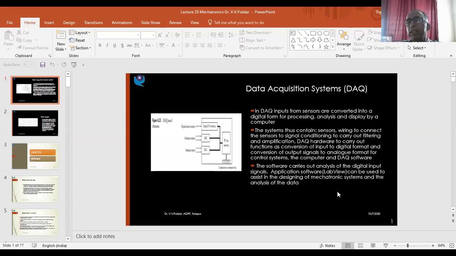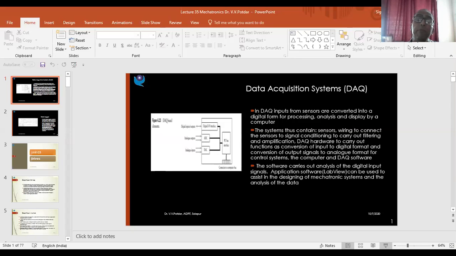But my digital signals cannot drive my actuating motor. They cannot drive my electro-pneumatic system or electro-hydraulic system. There I require analog signals. So this DAQ also converts the output signals to analog format for control systems. Then there are the computer and DAQ software. The software carries out analysis of digital input signals.